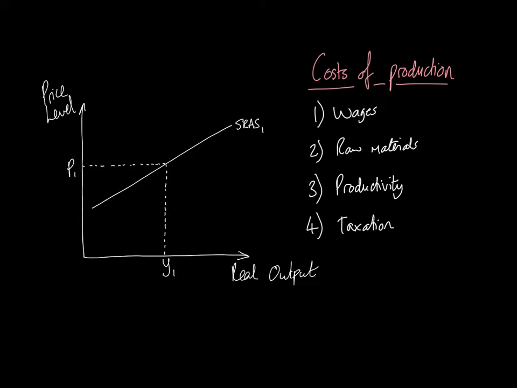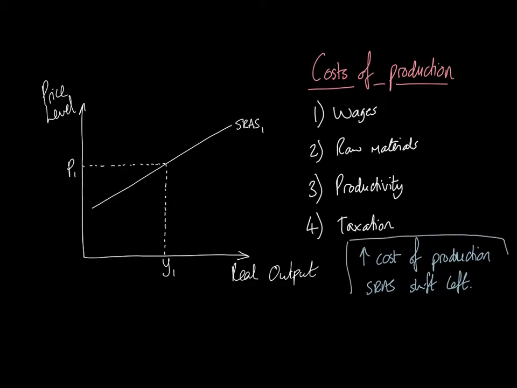And essentially what will happen is, if any of these costs of production rise, so if we get an increase in cost of production, then the short-run aggregate supply curve will shift left, because it will mean that the firms within the economy are going to be less willing to supply at the price level, because their costs have increased. So there's less profitability there for them to do so.